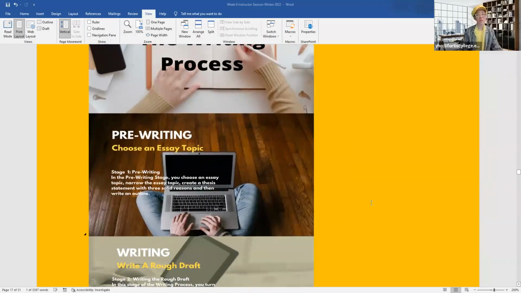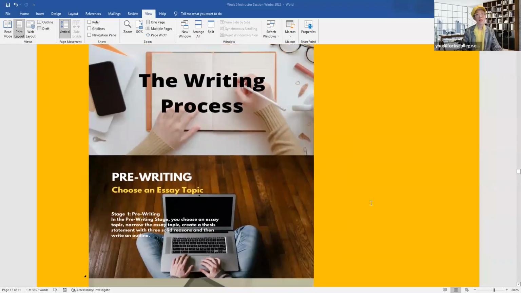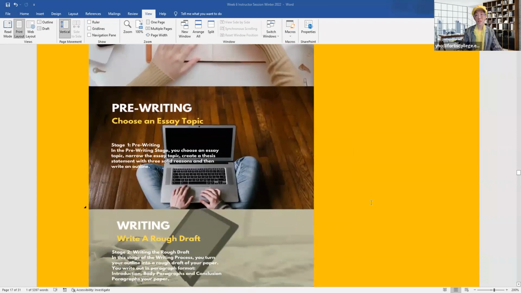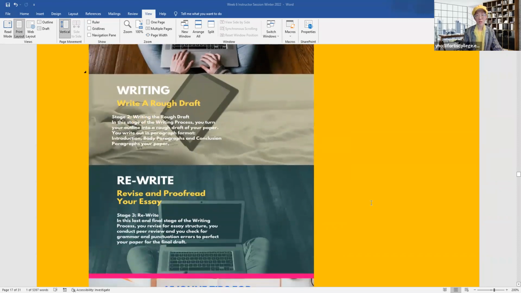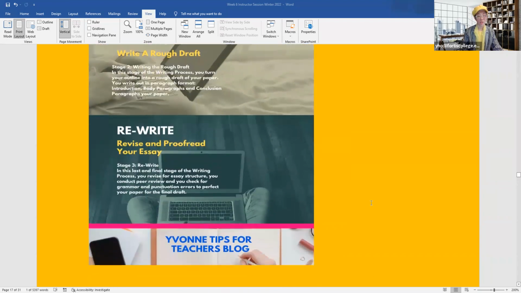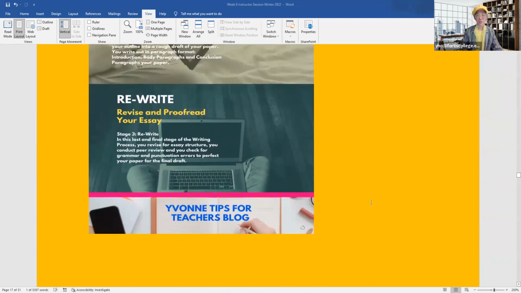And so I'll go back to my share screen so that you can see your comparison contrast. Let's see here. And so we're doing the writing process. The writing process has 3 stages. Pre-writing, where you choose an essay topic, and then writing, when you transform your outline into a 5-paragraph essay structure, and then you rewrite, in which you revise your essay and hand in your final draft.